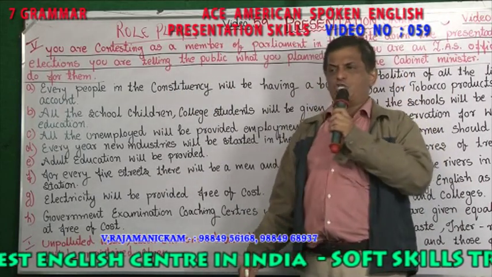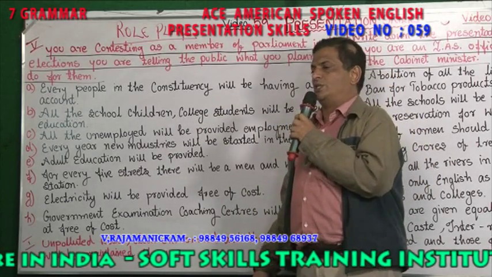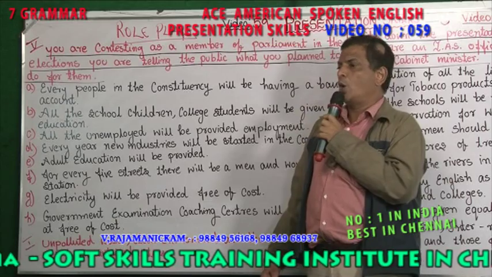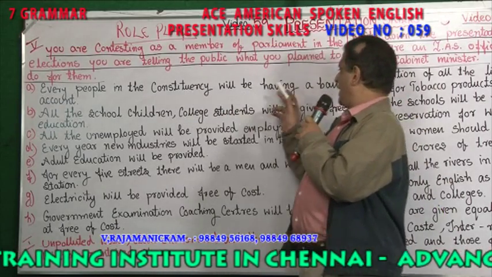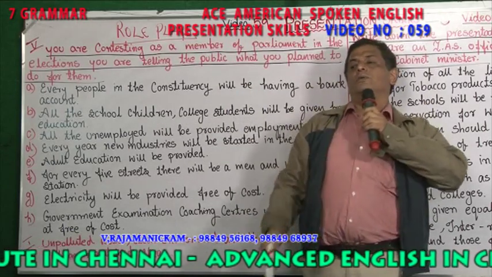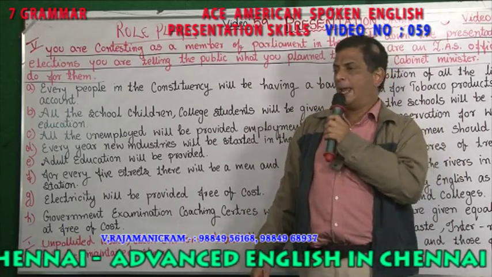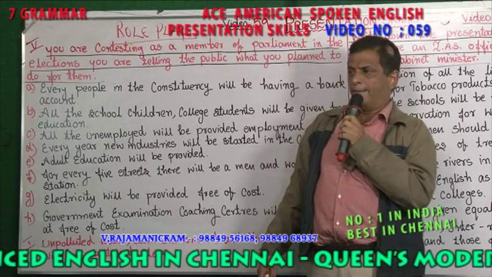What do you mean by constituency? If Chennai is there, there are 3 MP constituencies. One is north, one is east, and one is south, isn't it? So the constituency will be having a bank account. So you are telling your people, all of you I'll be providing with a bank account. The people who don't have a bank account will be provided with a bank account.